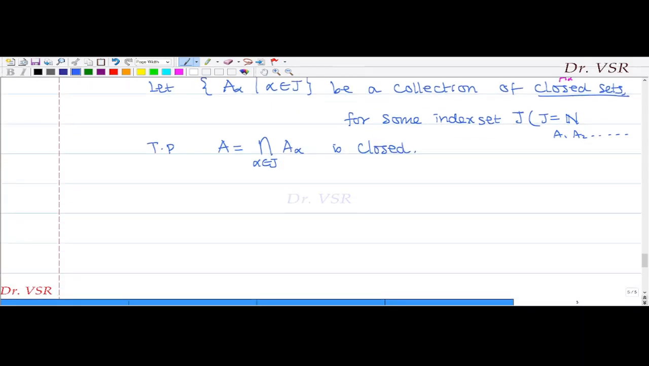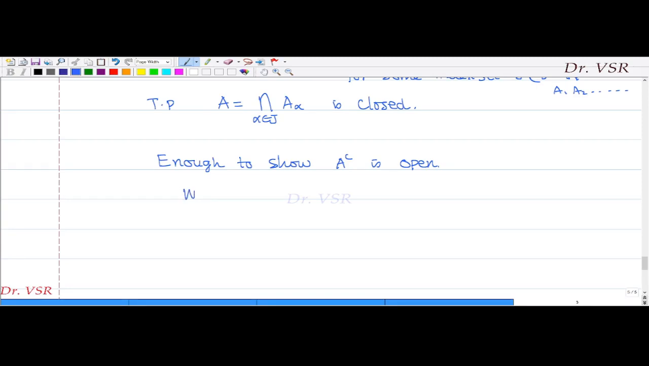To prove this, it is enough to show that A complement is open. I am not going to take an element of A complement and so on; I am going to use De Morgan's law. We know that A complement is the complement of the intersection of all A_alpha, where alpha belongs to J. And this is equal to the union over all alpha belonging to J of A_alpha complement.